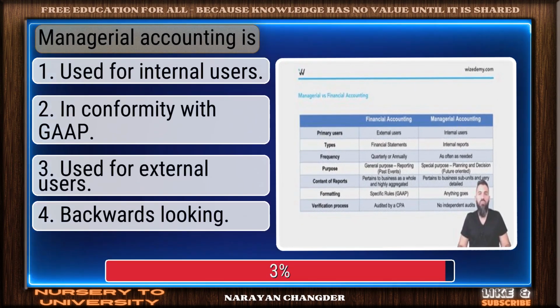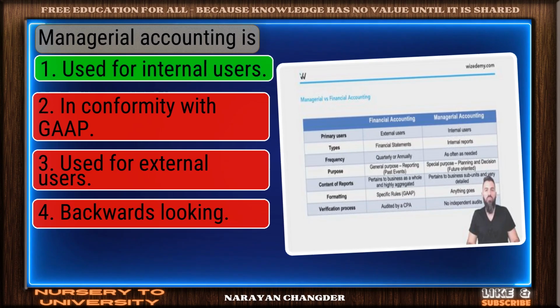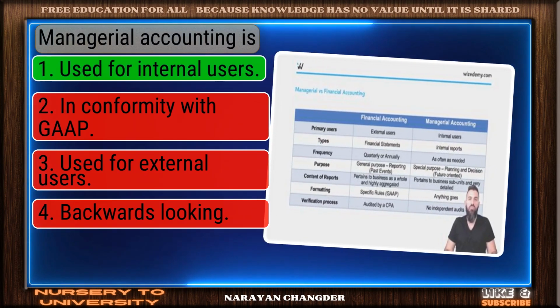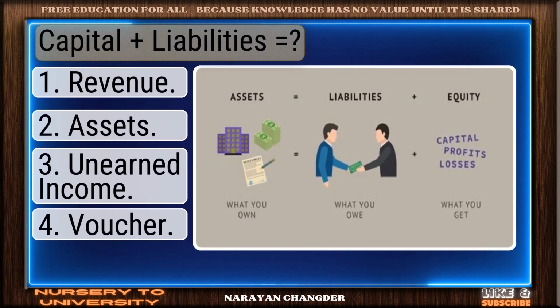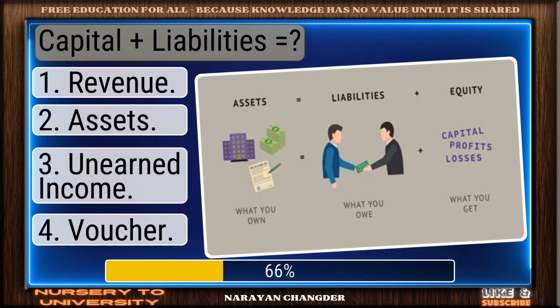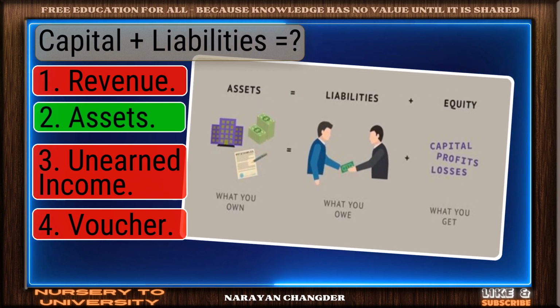Managerial accounting is. Perfect. Used for internal users is the correct choice. Capital plus liabilities equal to. Correct response. Assets is the most accurate answer.